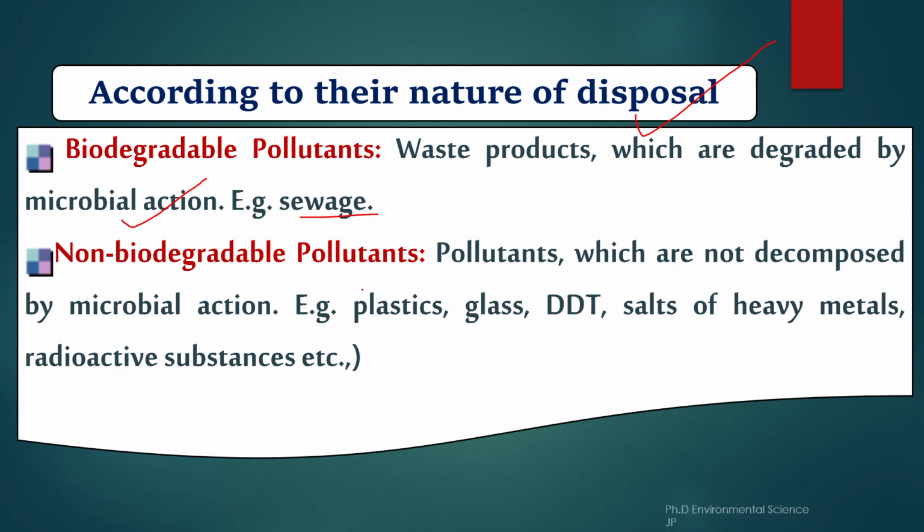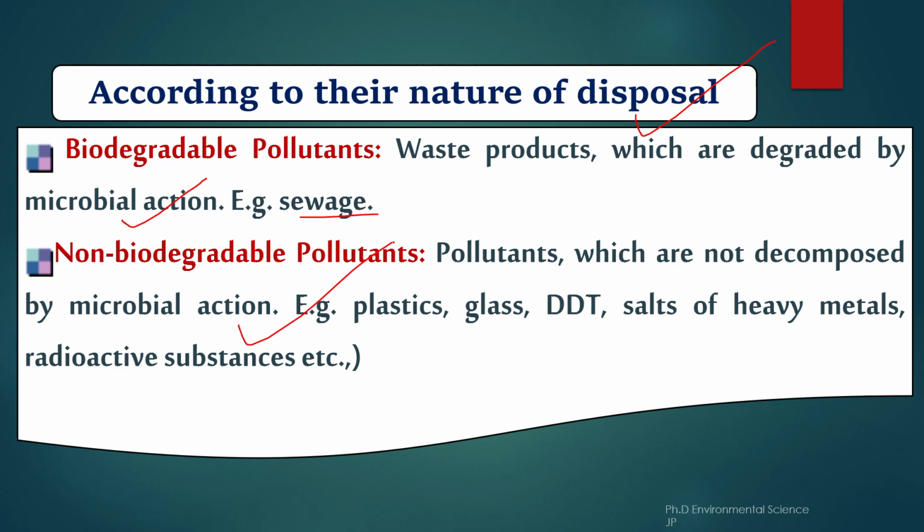Non-biodegradable pollutants. These pollutants are the substances that do not decompose or break down through natural microbial processes. These pollutants can persist in the environment for a long time, often leading to significant environmental harm. These pollutants accumulate and can cause long-term damage to ecosystems and human health. So examples are plastics, glass, DDT.